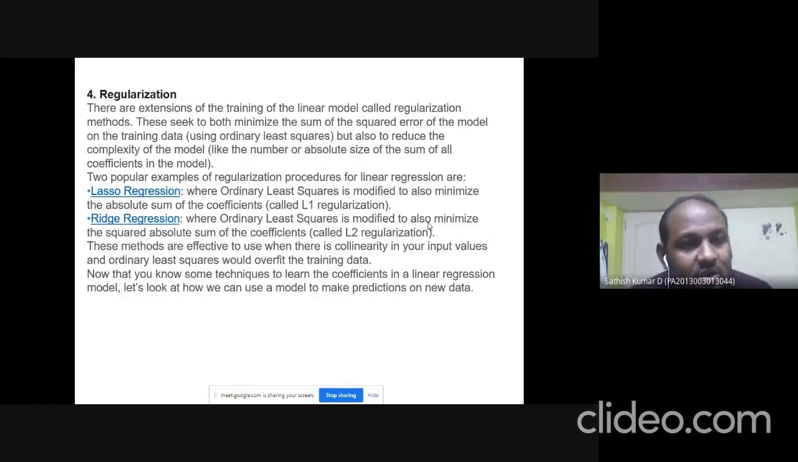The last one is regularization. There are extensions of the training of the linear model called regularization methods. These seek to both minimize the sum of the squared error of the model on the training data, but also to reduce the complexity of the model. Two popular examples of regularization procedures for linear regression are lasso regression and ridge regression. In lasso regression, ordinary least squares is modified to also minimize the absolute sum of the coefficients. In ridge regression, ordinary least squares is modified to also minimize the squared absolute sum of the coefficients.